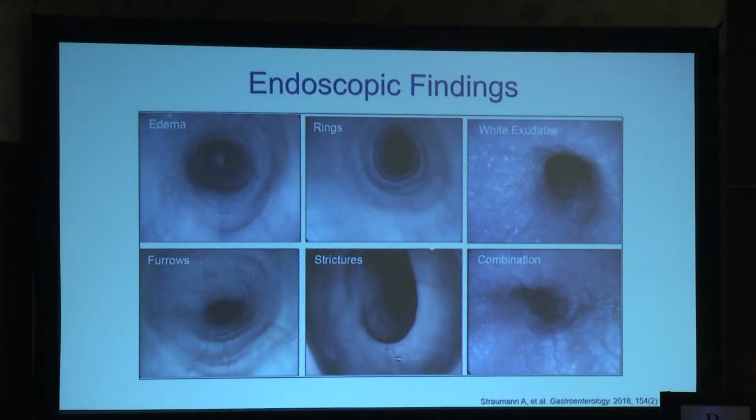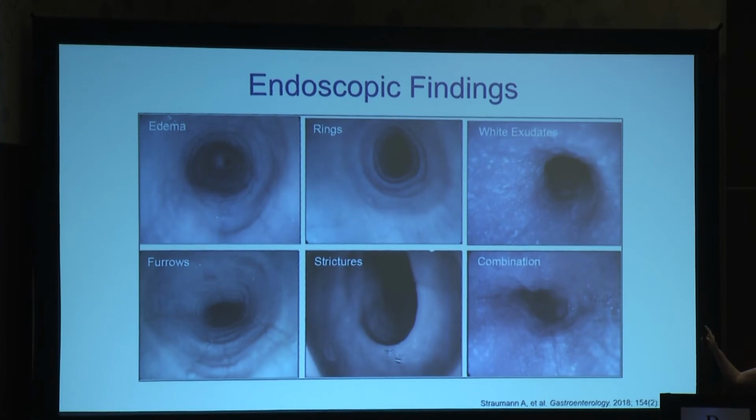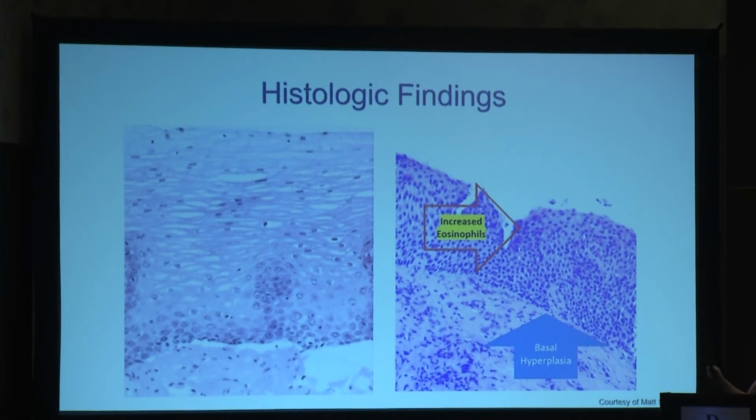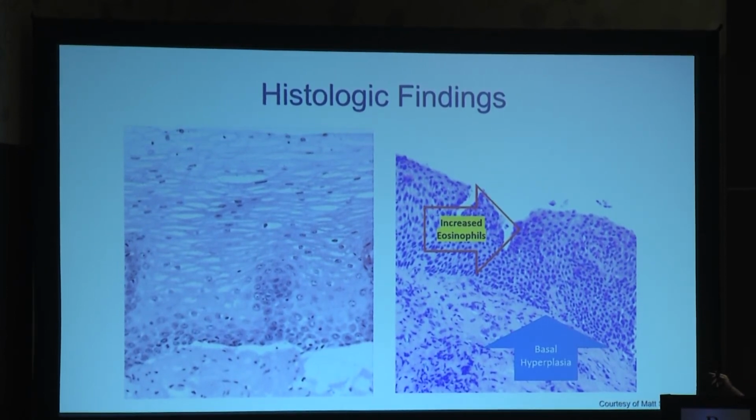And so these are just the different findings on the scope that we can see. So edema in the top, furrowing in that bottom corner, the exudates, you guys already saw all of these, but in the middle, we call that rings or trachealization of the esophagus. If you didn't know that was the esophagus, you might think you were looking down the trachea. And then in this middle picture on the bottom, strictures. Usually we don't see strictures as much in pediatrics, which is a good thing. And then the picture on the far side, that is a normal esophagus.